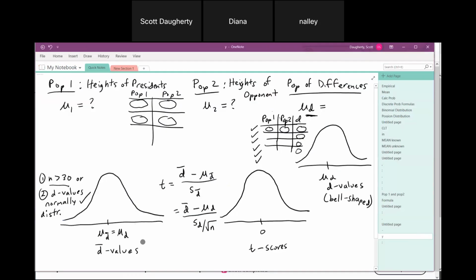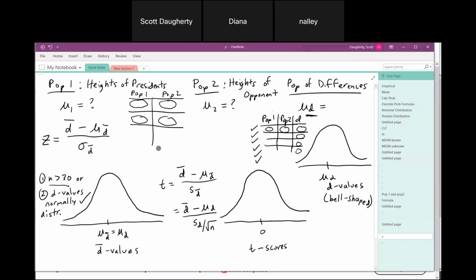And so what we're going to end up doing is we're going to take the D bar values and we're going to convert them into t-scores. Now you'd like to convert them into z-scores. To convert them into z-scores, you would say the D bar value that you're converting into a z-score would be D bar minus the mean of the D bar values divided by the standard deviation of the D bar values, the population standard deviation of the D bar values.